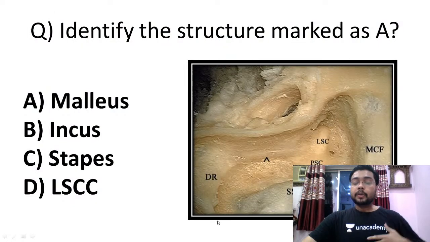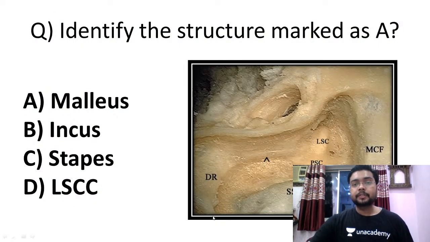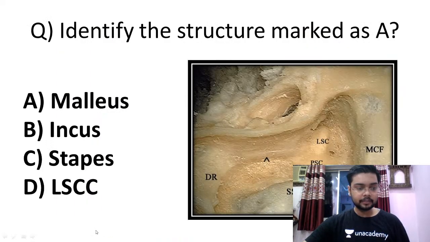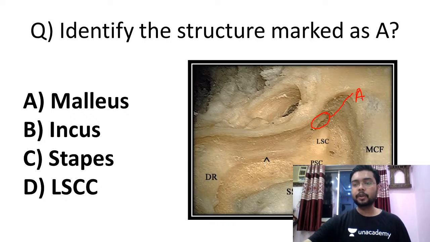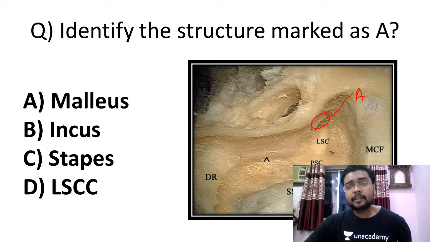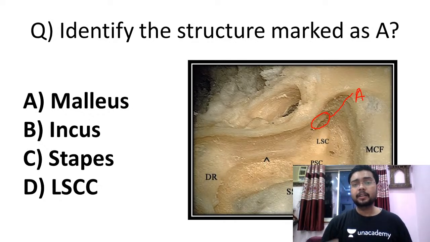Now straightforward to our first question, which was asked in the AIIMS examination. Identify the structure which is marked here as A, right? If you see, this structure was marked as A in your examination. So what do you think this structure is? Is it any ossicle or is it any other structure?